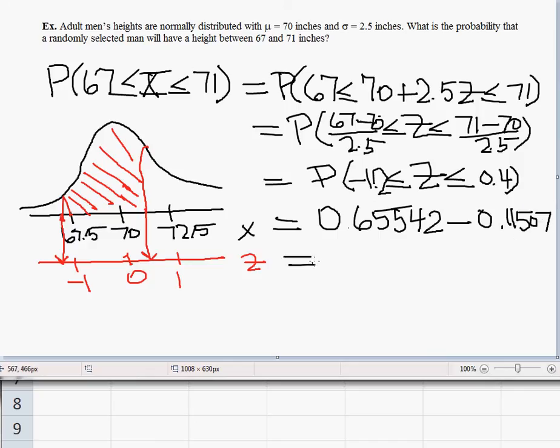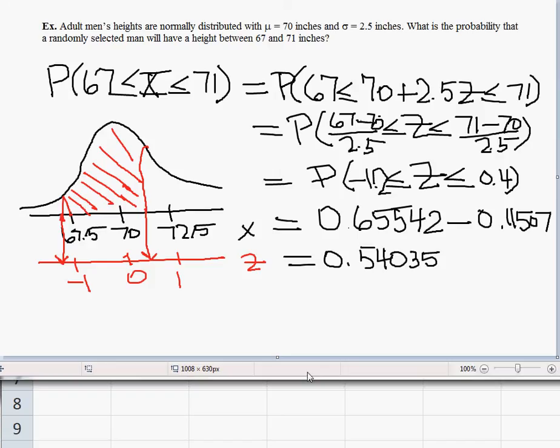And then it's just a matter of subtracting to get the area here. Just doing this in my head real quick, we have 0.54035. And so the chance of finding a randomly selected man with a height between 67 and 71 inches, assuming that they're normally distributed, would be about 54%. Okay, so that's using the table.